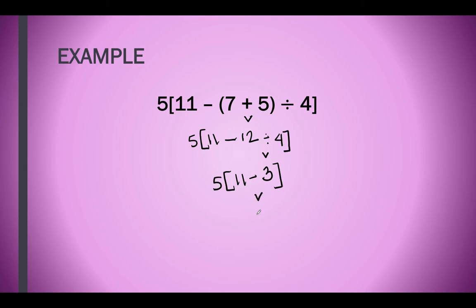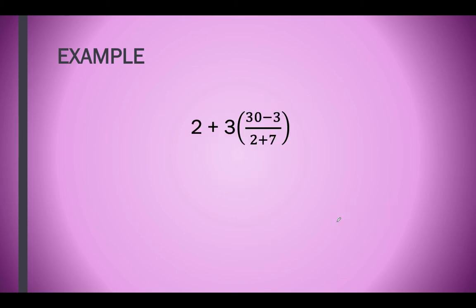Finish our brackets or parentheses. And then at this point, you can change the brackets to a multiplication sign, or you can leave them as brackets, or you can change them to parentheses if you'd like. Either way, it's 5 times 8, and that's an answer of 40. Okay, so remember that when there's a number next to a bracket or a parenthesis, that's the same thing as multiplication.